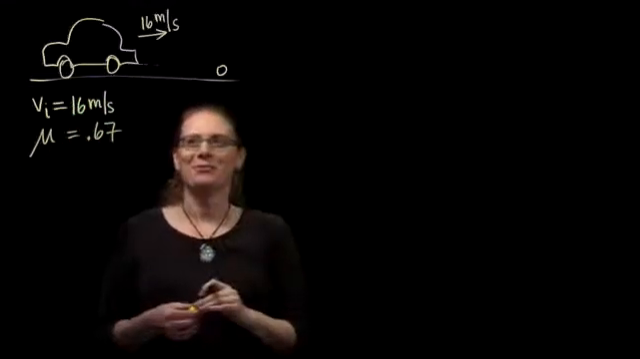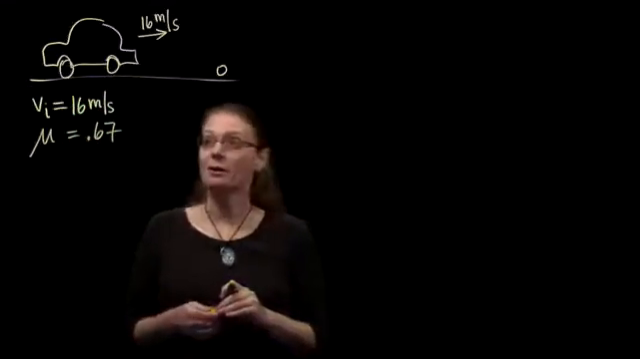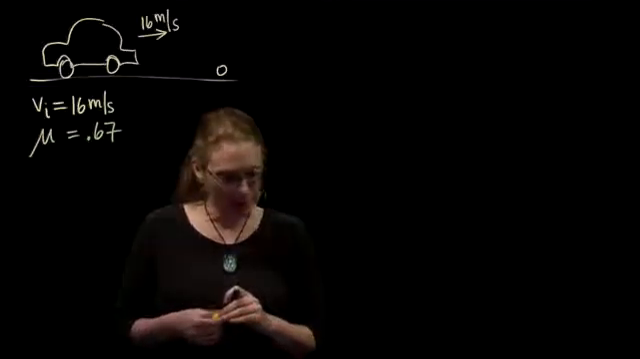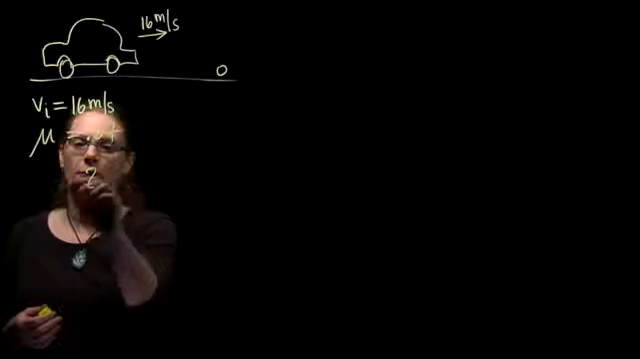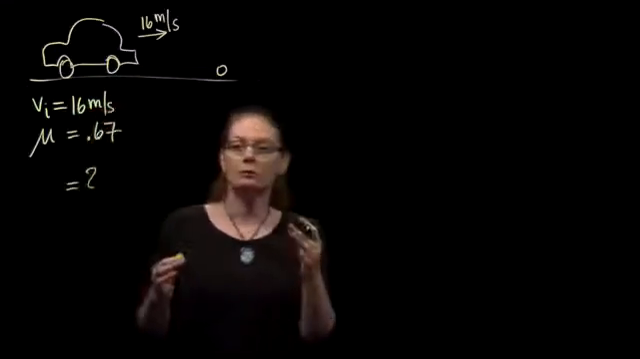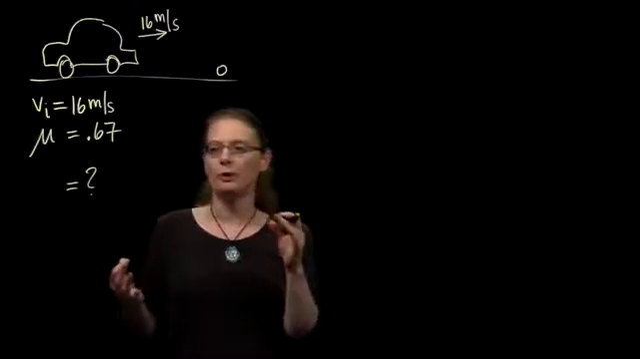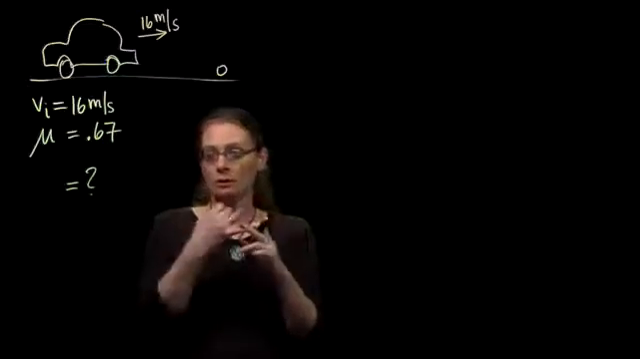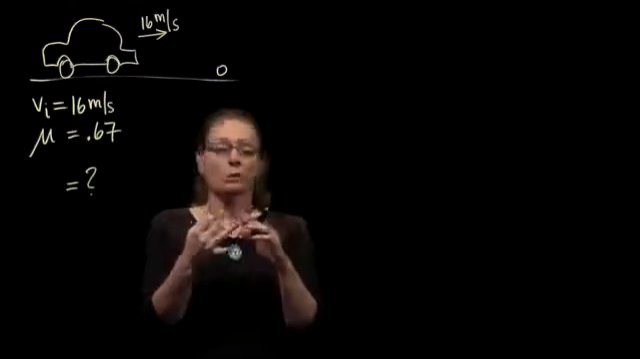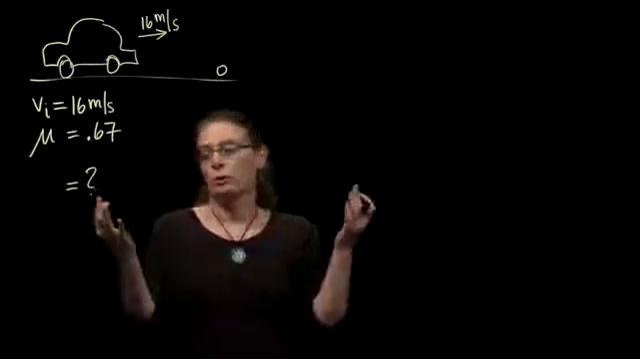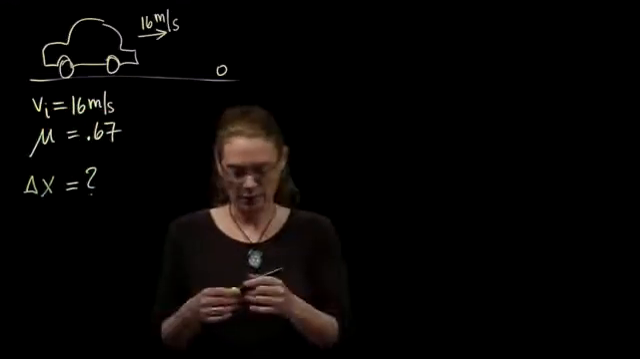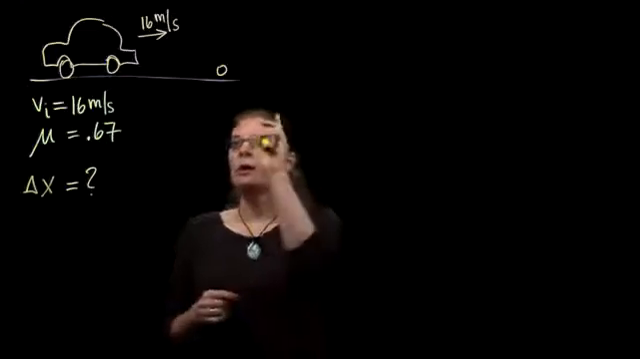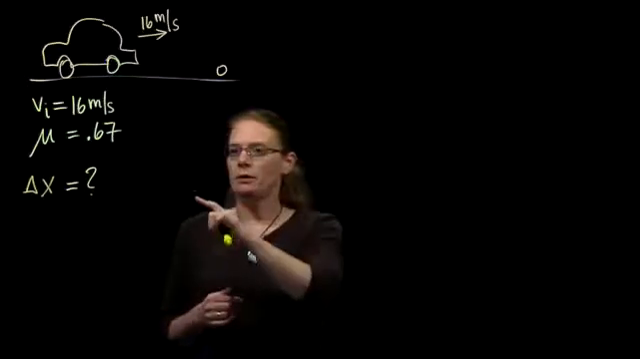That's all we're given. Okay, we don't know how heavy the car is. We'll see what we've got. How far do you travel before you come to a stop? So that's our question mark: how far do we travel? What can I call that for a variable? I could do delta x, the change in position, or I could do x final. Both of those would work. So delta x, how far have we traveled? Let's just do delta x. So there's our picture, knowns, unknown.